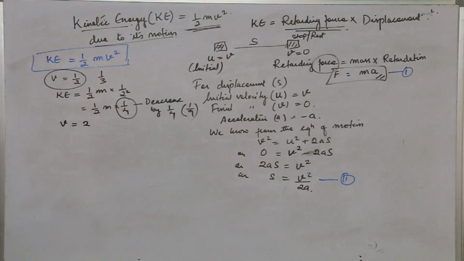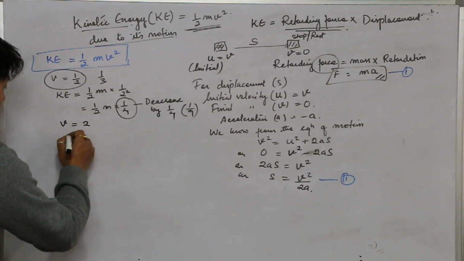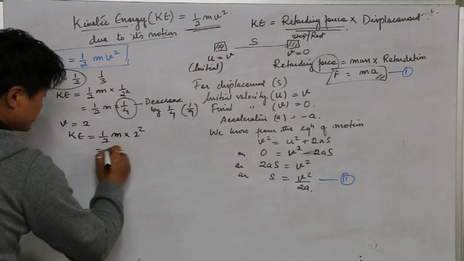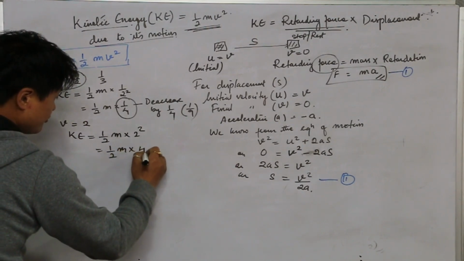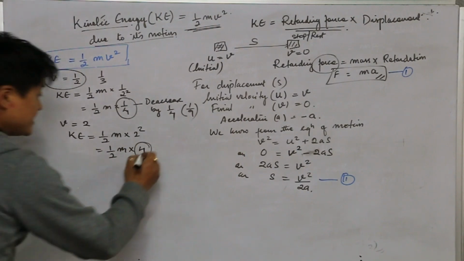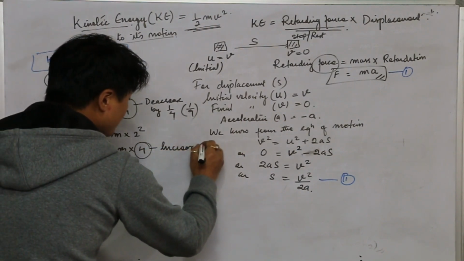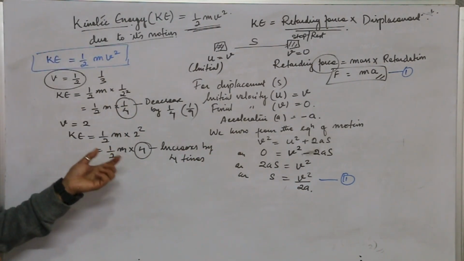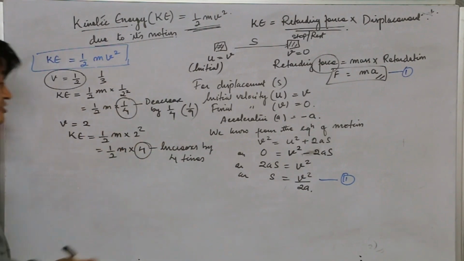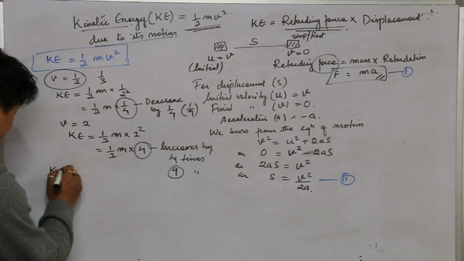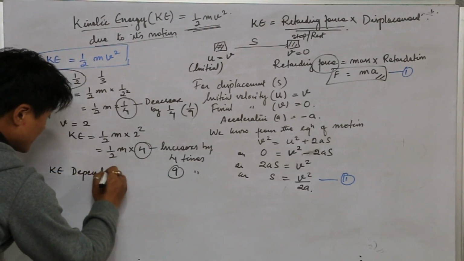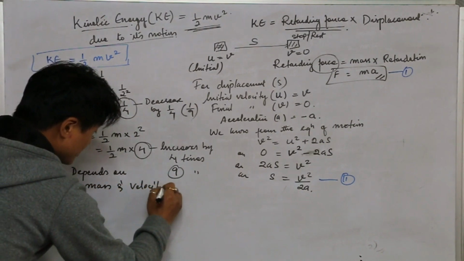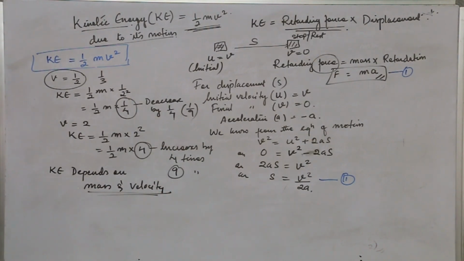If we make the velocity double, 2 times, what will happen to the kinetic energy? Kinetic energy will become half m into 2 square, which is 1 by 2 m into 4. So the kinetic energy of the body will increase by 4 times. If we make the kinetic energy triple, 3 times, then the kinetic energy of the body will increase by 9 times. Kinetic energy depends on mass and velocity. So these are the two factors on which kinetic energy depends.